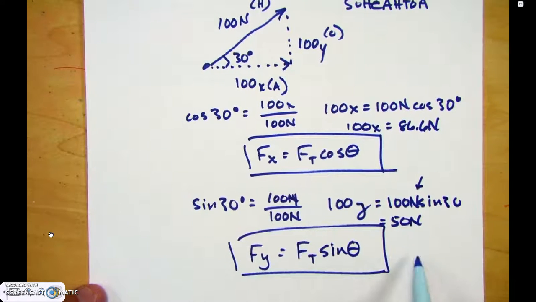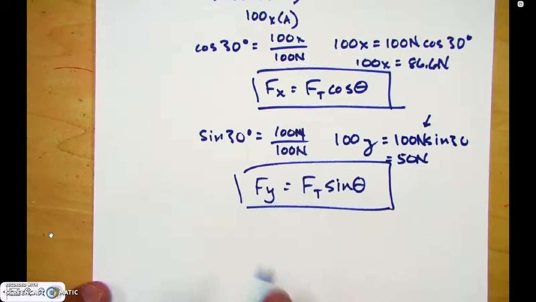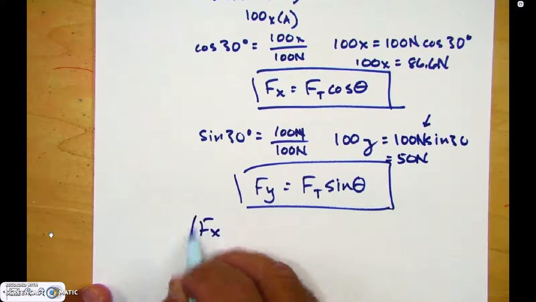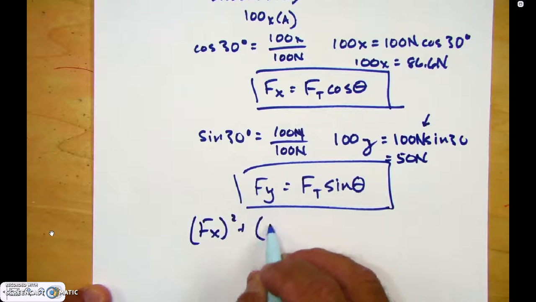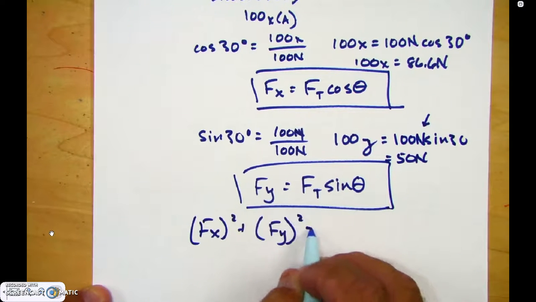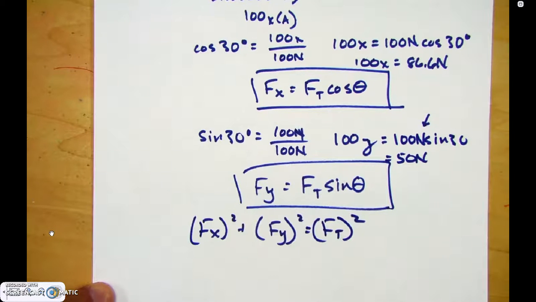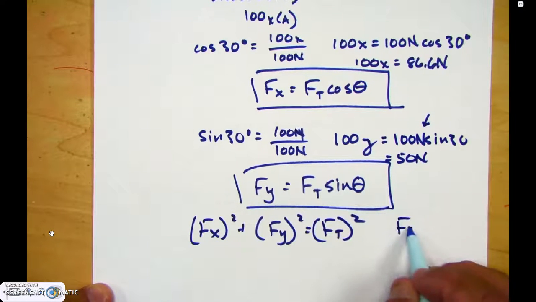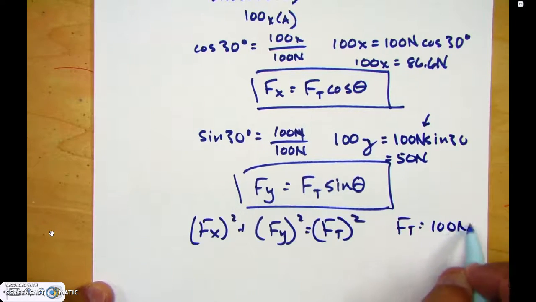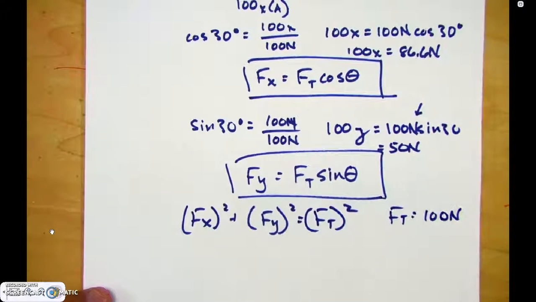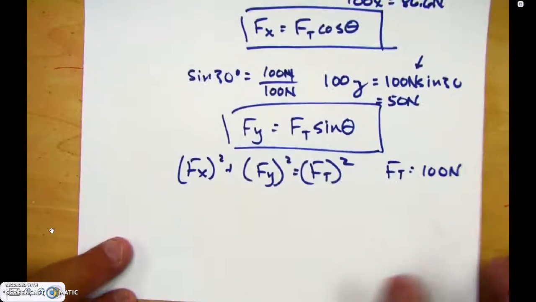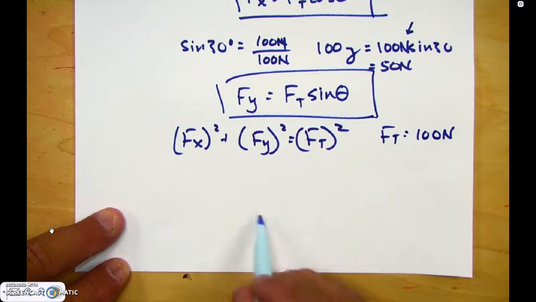Box. Cool. You need those two. And then here's one thing you can do. You can say Fx squared plus Fy squared is equal to Ft squared. Pythagoras still works. That's cool. So then if you put in your numbers from above, you get Ft is equal to 100 newtons. Yay!